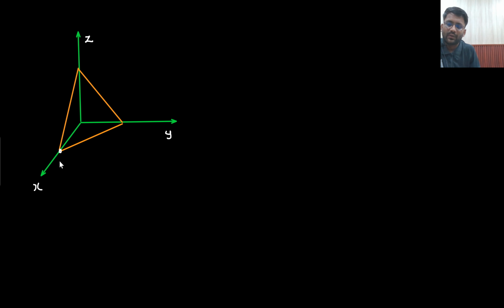This is how the surface would look. This point will be (4, 0, 0), this point will be (0, 4, 0), and this point will be (0, 0, 4). And sir, this will be the surface.